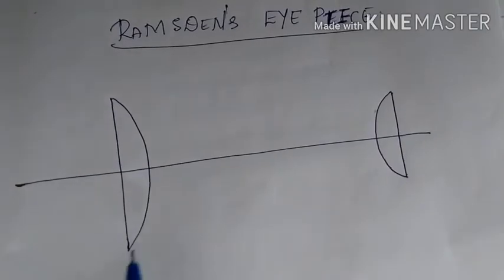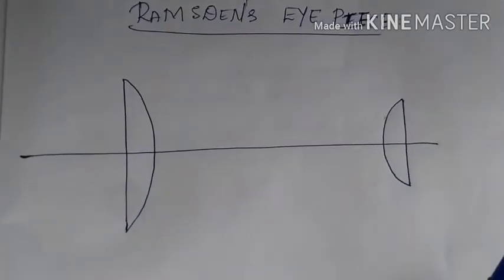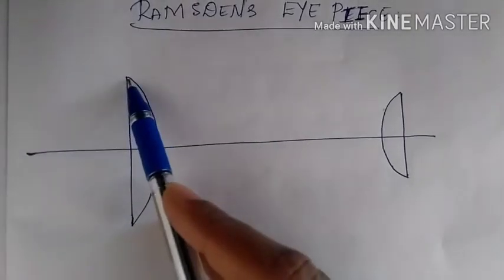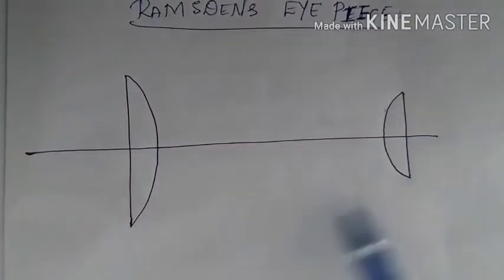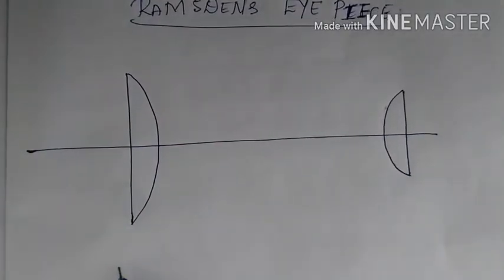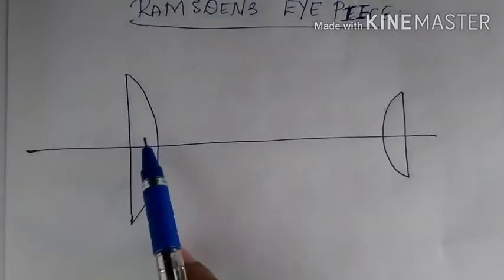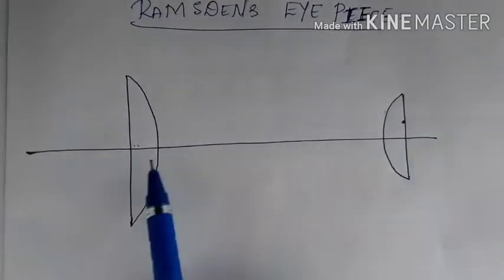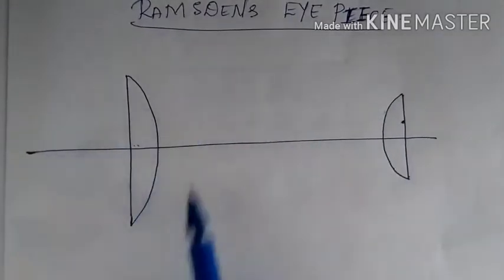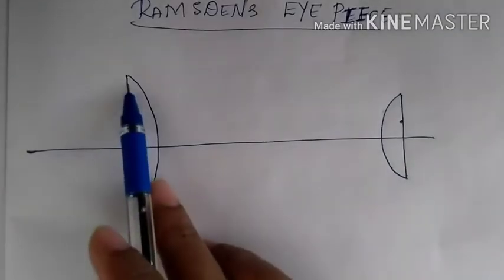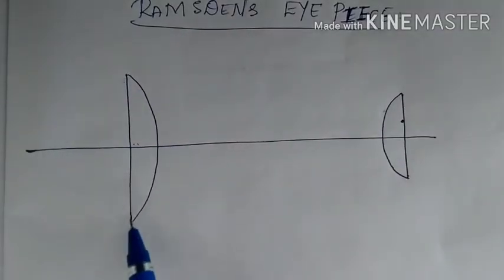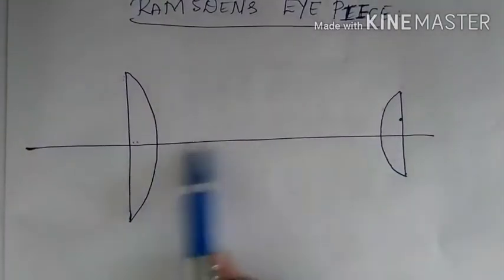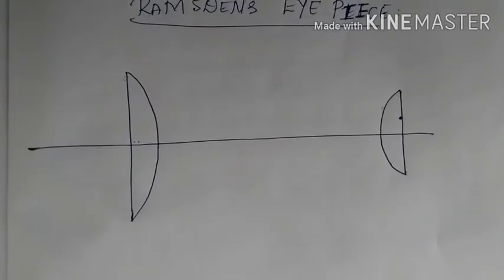Now you have two plano-convex lenses, which are kept coaxially, and the curved surfaces of the plano-convex lenses should face each other. So you have plano-convex lens 1 and plano-convex lens 2, and their curved surfaces face each other. This is the curved surface of the first lens and this is the curved surface of the second lens.